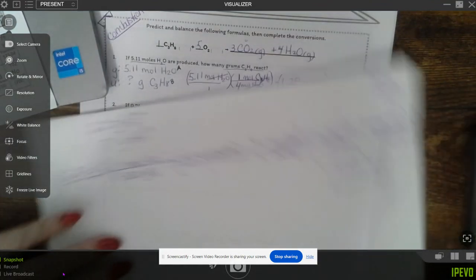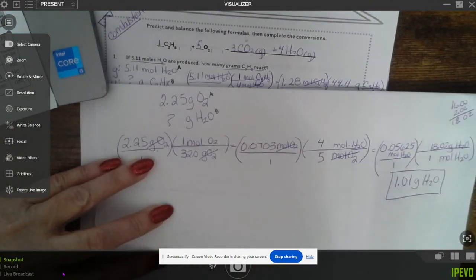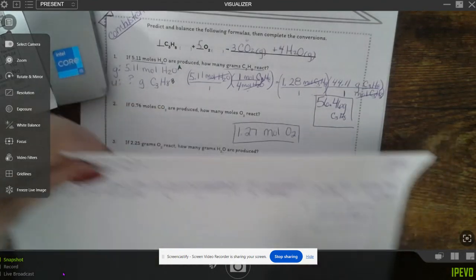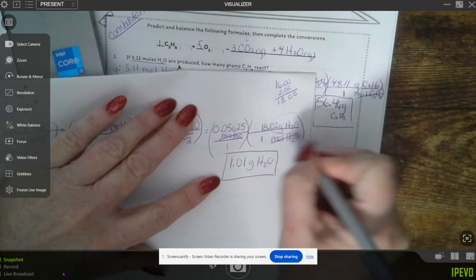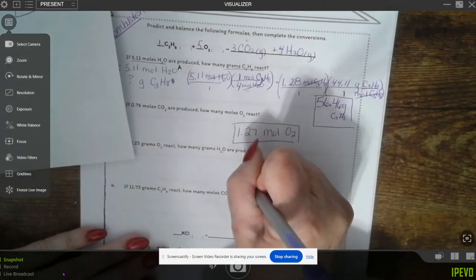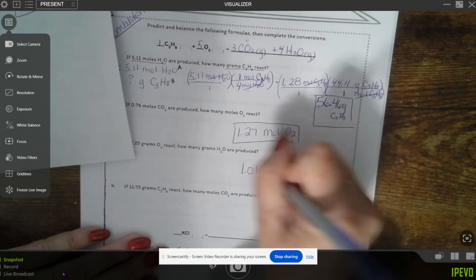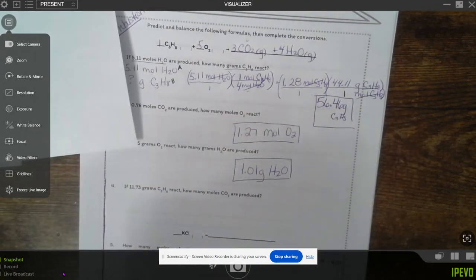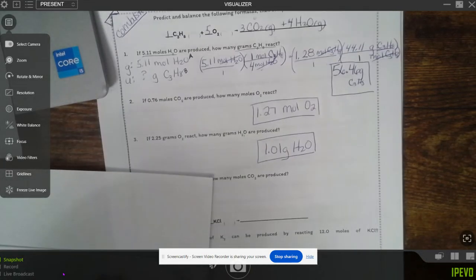And double check, okay? You should always look. Grams of oxygen cancel, then moles of oxygen cancel, and then finally moles of water cancel, leaving us with grams of water as our unit. So the answer to this is 1.01 grams of H2O. Okay? All right. One more with this combustion reaction.